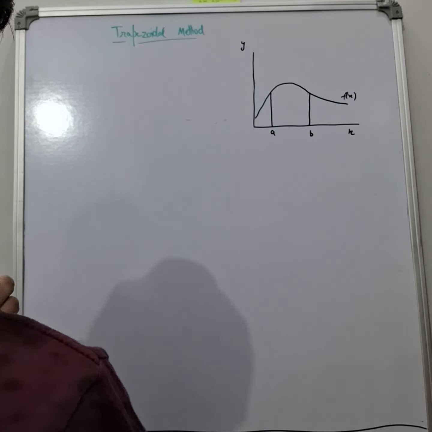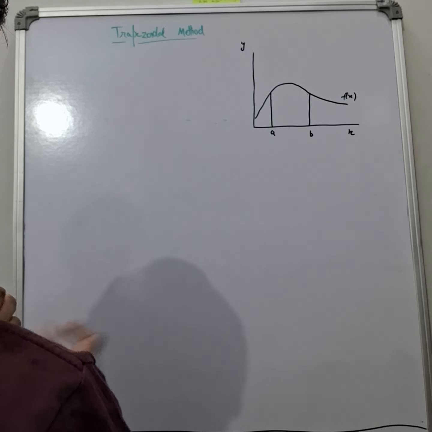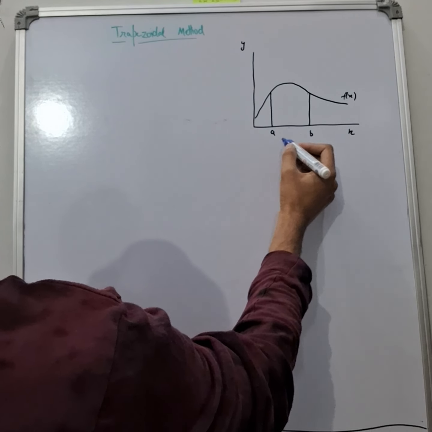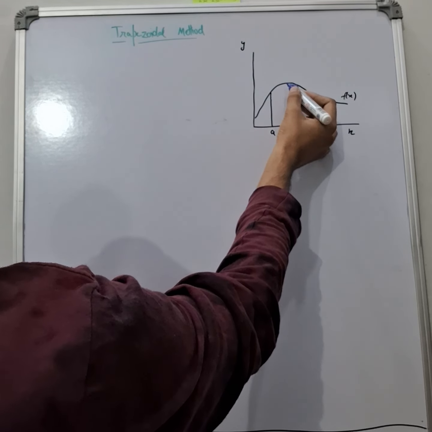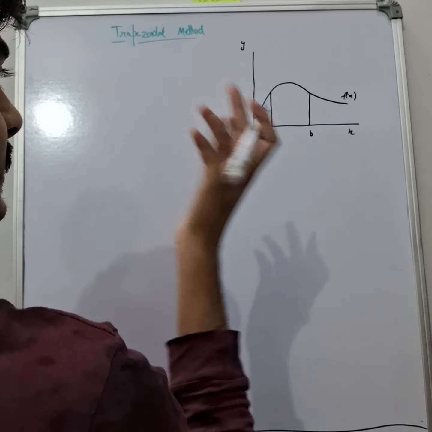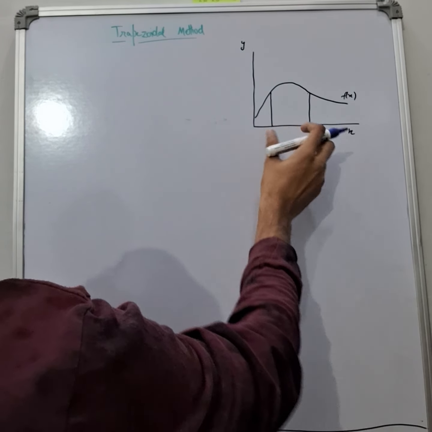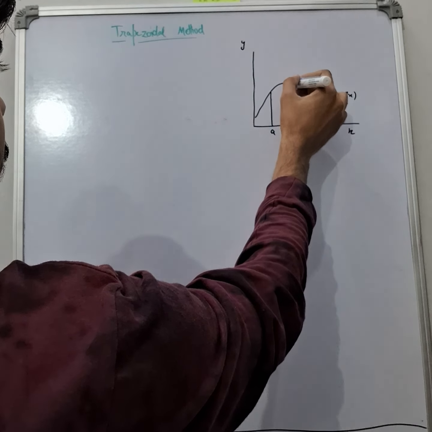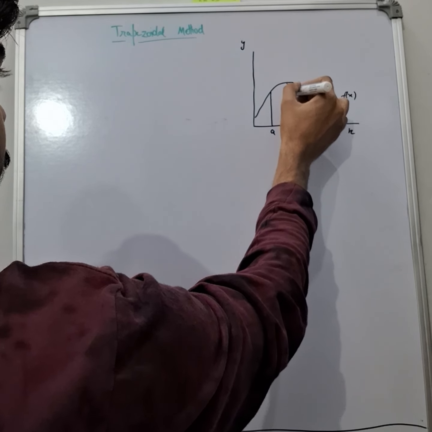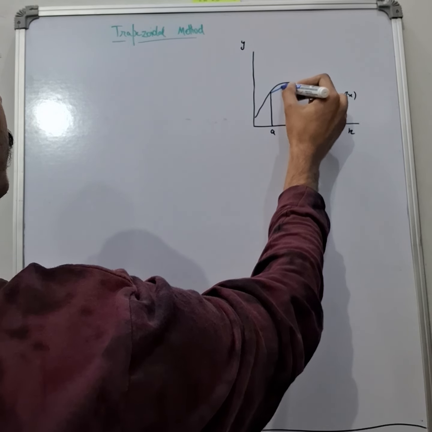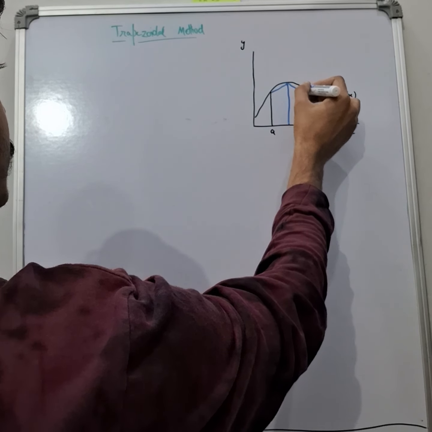Now what does the trapezoidal rule say? For this range, you can divide this portion into many trapezoids. Let's take a case when we divide this entire region into two portions. Now this becomes one trapezoid and this becomes another trapezoid.